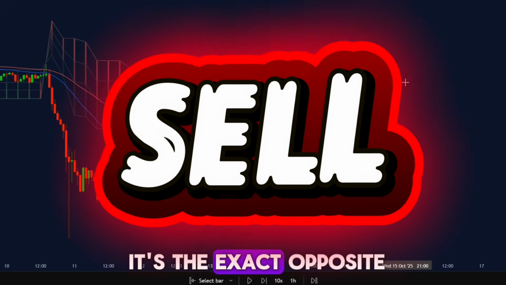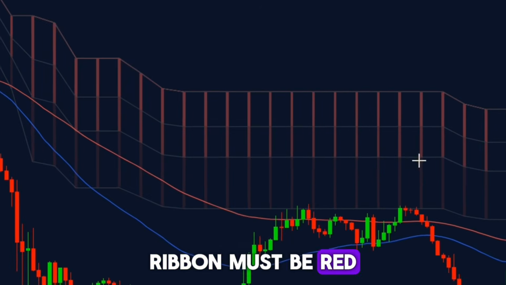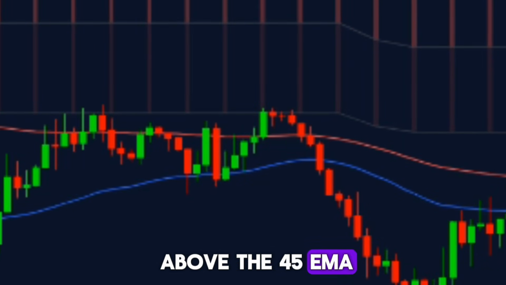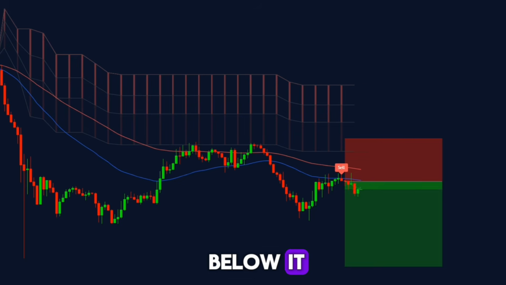For a sell trade, it's the exact opposite. The filter: ribbon must be red. The trend: price is below the 90 EMA. The trigger: price rallies above the 45 EMA, then closes back down below it.